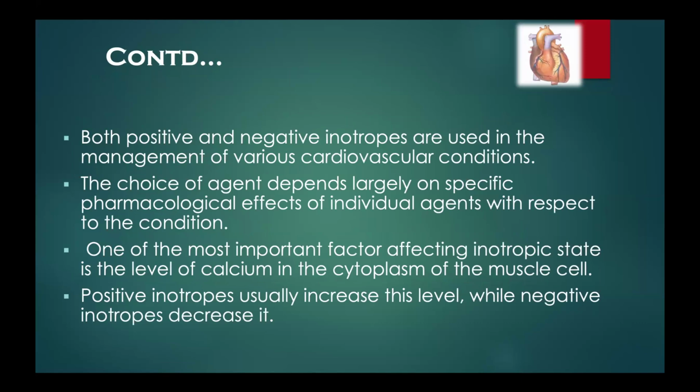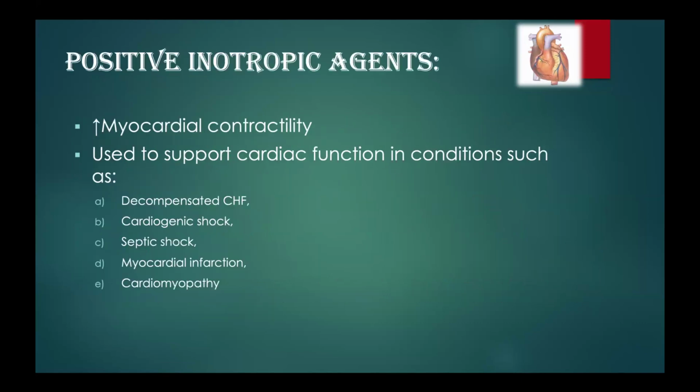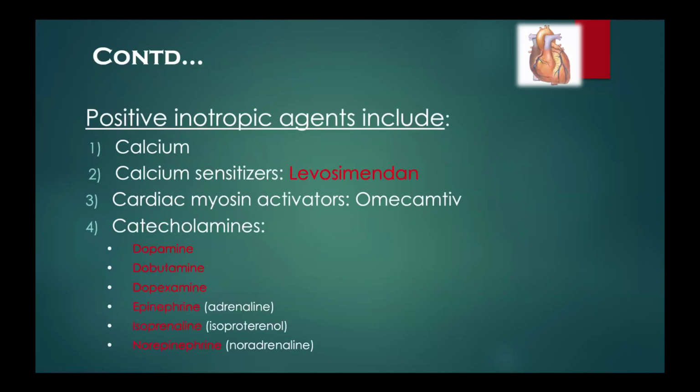One of the most important factors affecting inotropic state is the level of calcium in the cytoplasm of the muscle cells. Positive inotropes usually increase this level, while negative inotropes decrease this level. The various positive inotropic agents which increase the myocardial contractility are used in conditions such as decompensated chronic heart failure, cardiogenic shock, septic shock, myocardial infarction, and cardiomyopathies.